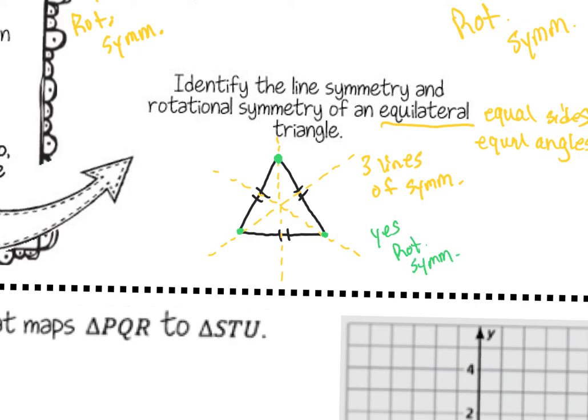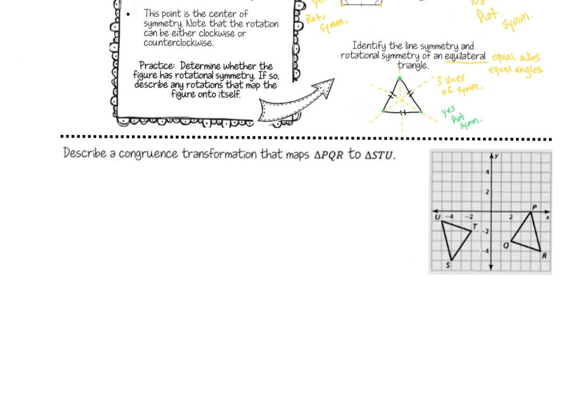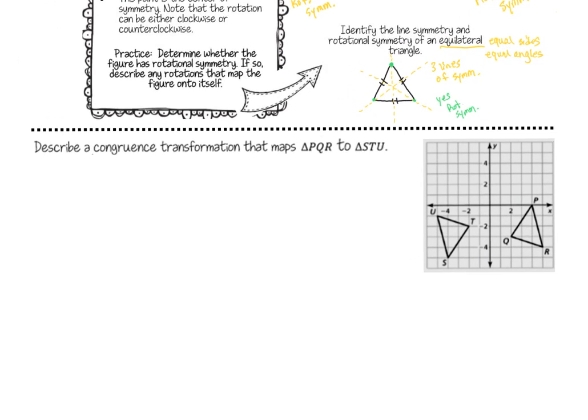And let's look at this last problem. All right, this is a toughy one. I'm going to pause the video and do my T-chart real quick. Okay, so for this last problem, it says describe a congruence transformation. Remember, congruence transformation means a transformation where the shape doesn't change. It may change location, but the shape itself does not change. All the sides and all the angles stay congruent.